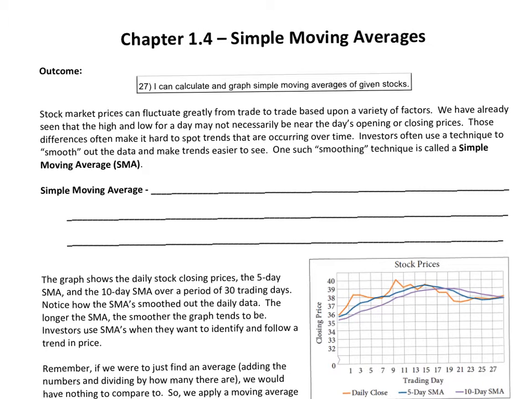So investors, and people that are doing this for real, to actually make money, use a technique that is used to smooth out the data. If you look at stock prices, they jump up, down, up, down, up, down. To better see overall trends, they use what is called a simple moving average, which will smooth out the rockiness of a stock price to better see trends. So that's called a simple moving average.